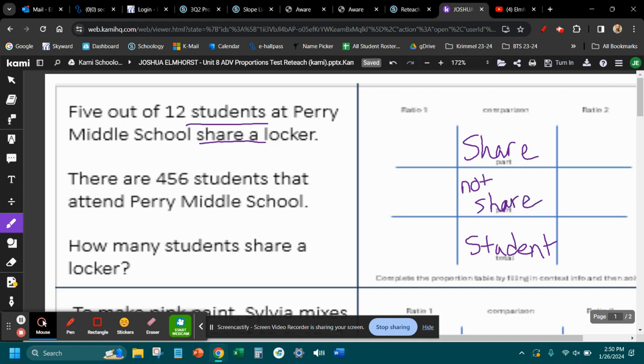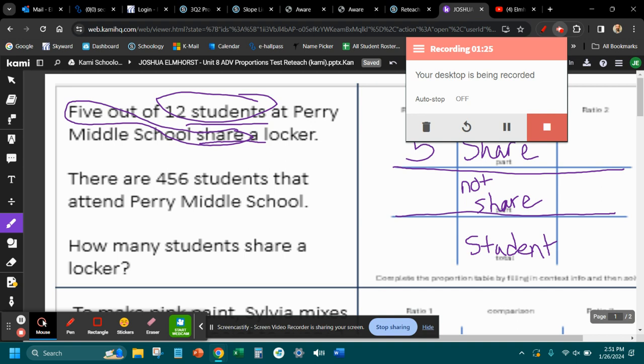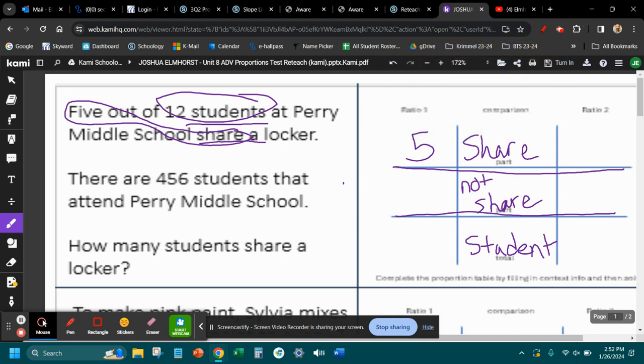So once again, just to clarify, we're going to focus on part total, just so we can set up all the information and we can be asked any question when it comes to solving. 12 students, and then this other one is 5 share. So we had all kinds of kids. So we have 5 that are sharing lockers, and then 12 students is going to go down here.